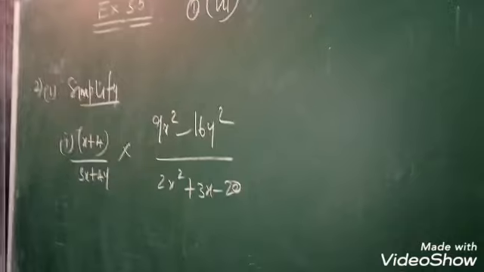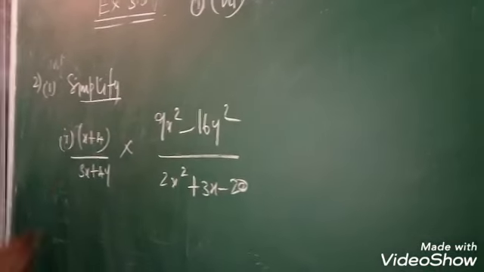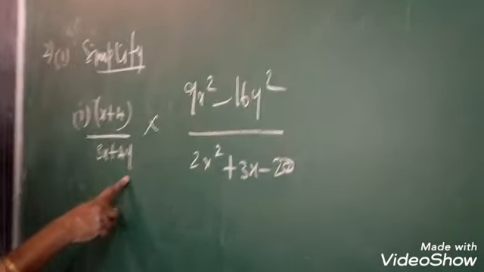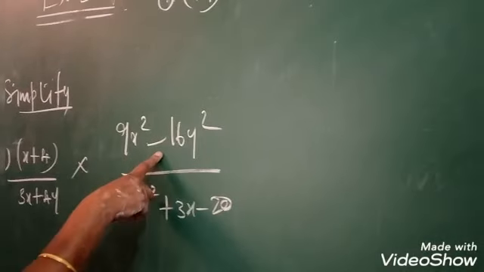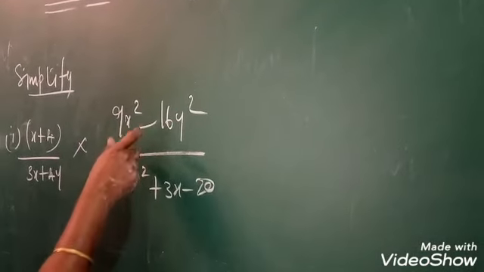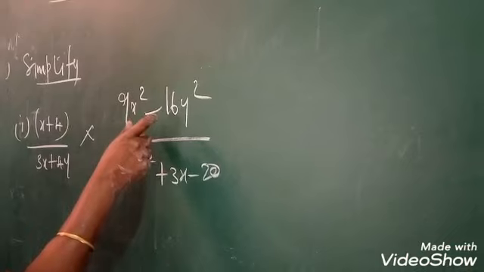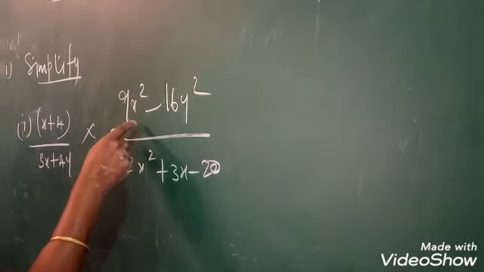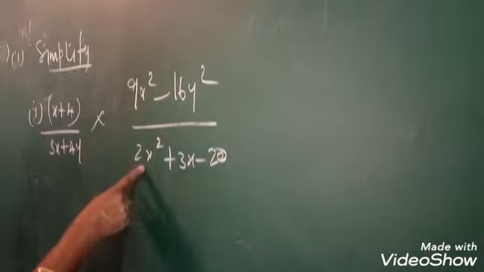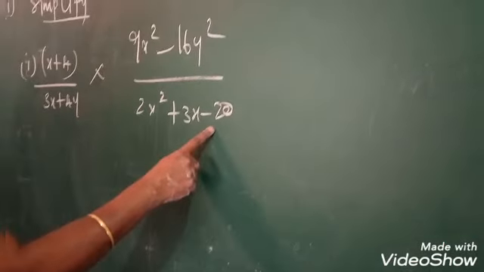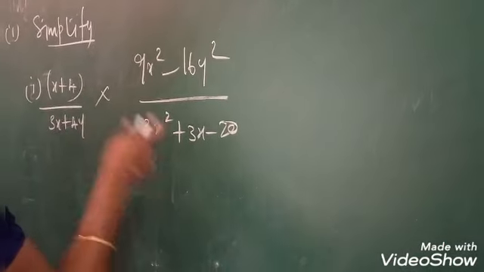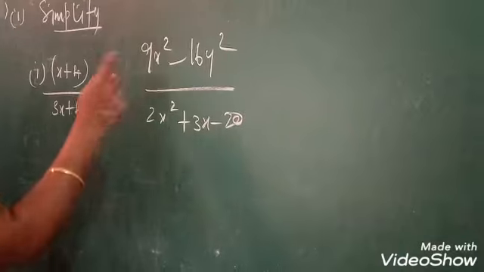See the second sum, simplify here also. (x + 4) divided by (3x + 4y), girls. Here 9x squared minus 16y squared. What is the identity we have to use, girls? Here, a squared minus b squared identity. Here, see 2x squared plus 3x minus 20. Here the quadratic equation you have to factorize. Okay, now let us see one by one.